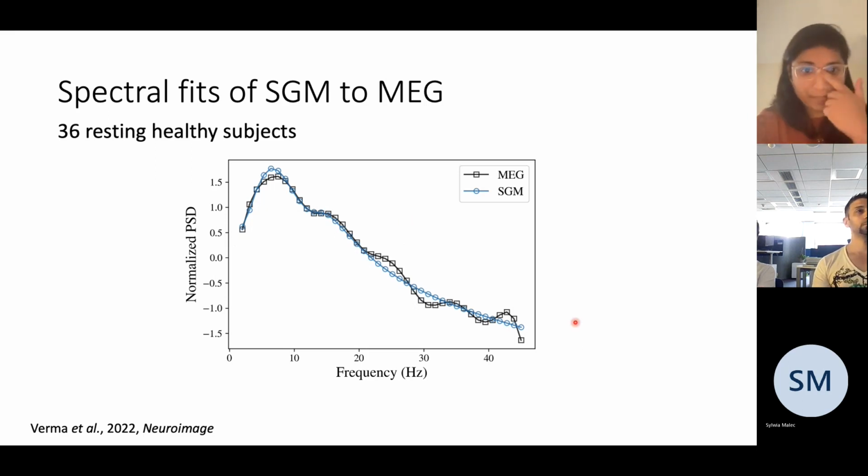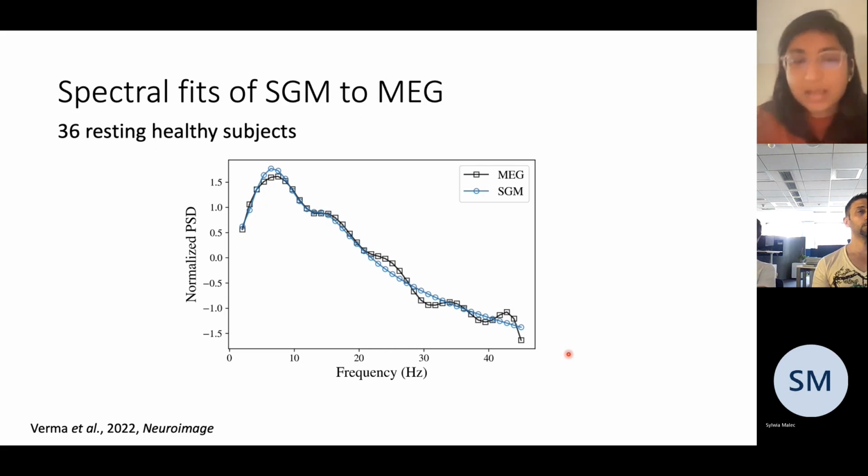So we showed that for this model, you get a closed form solution in the Fourier domain, and it is very quick with very little simulation time, and you can accurately capture the frequency spectra which you obtain empirically. So that's about spectral fits.